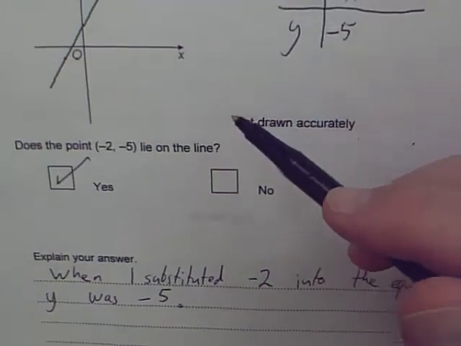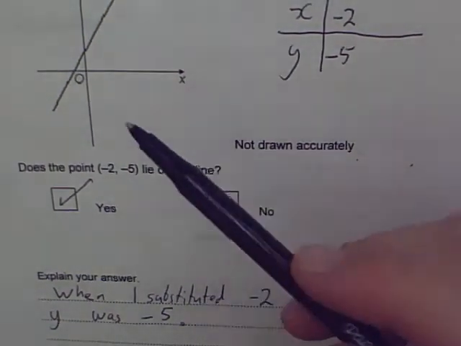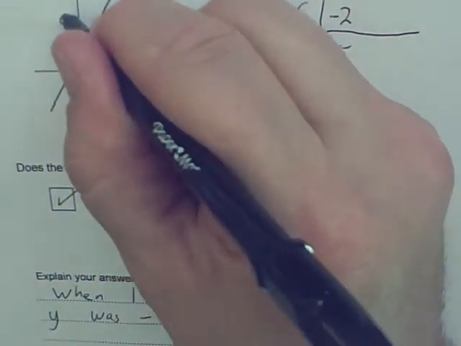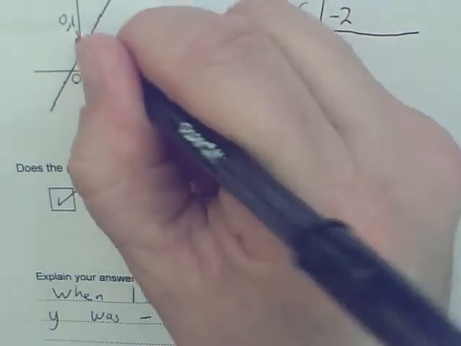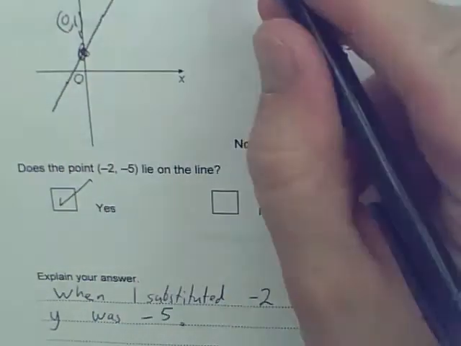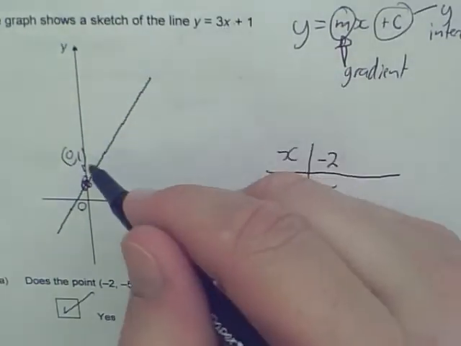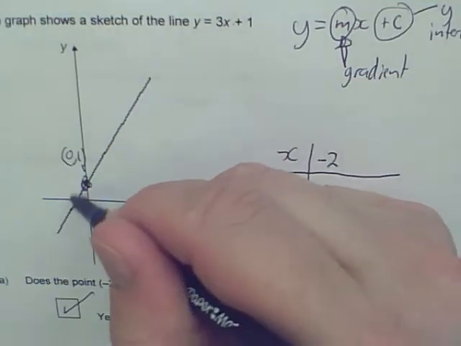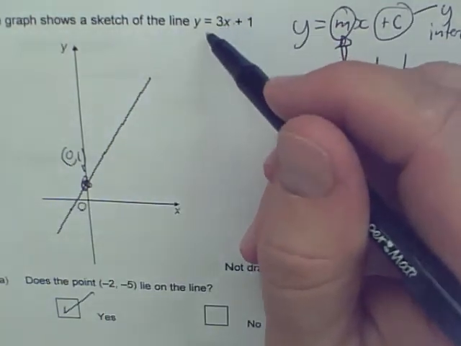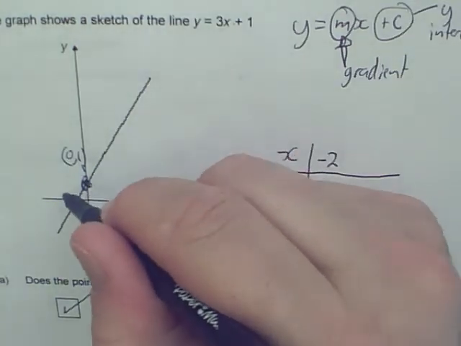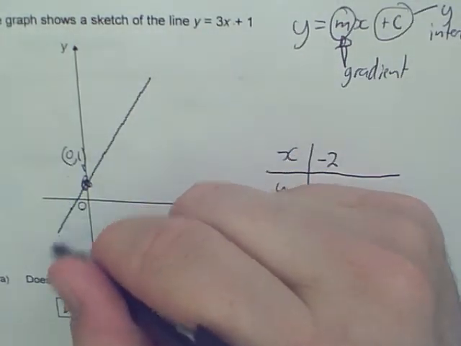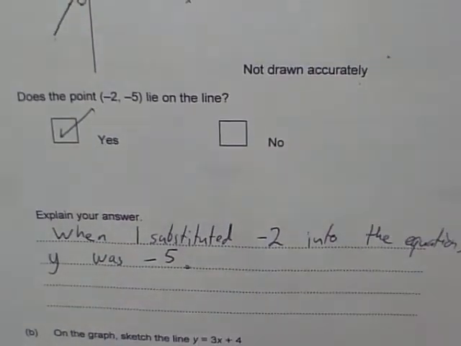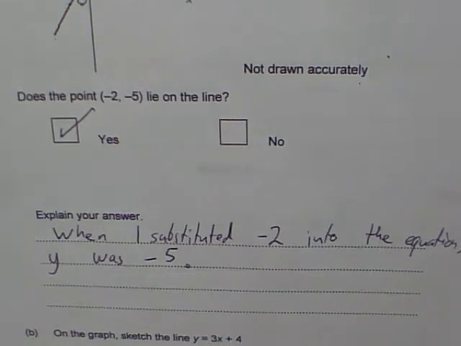Or you could say, there would be many ways of answering this. We know that it goes through here at 0. That's the point 0, 1, isn't it, there? 0 right or left, 1 up. I know that for each one I go left, it's going to go 3 down because my gradient is 3. So I know that it will be minus 1, minus 2, and then minus 2, minus 5. So I could have done it that way, and I could have explained it in that sort of way, and that would be fine to get the marks as well.